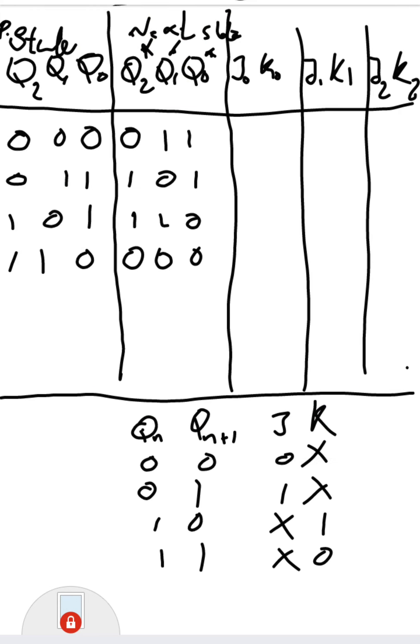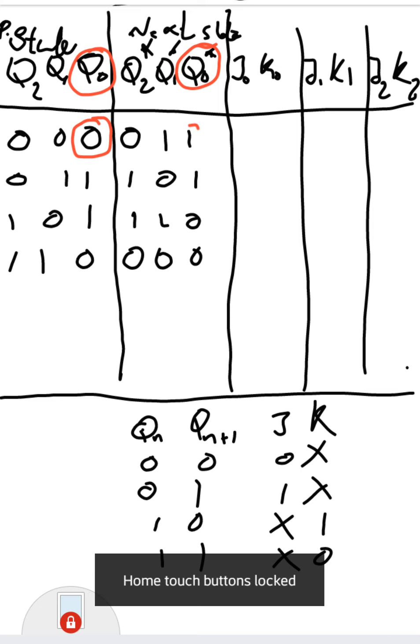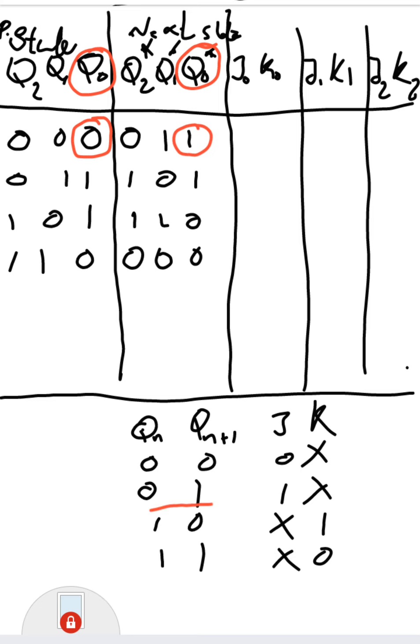I'm going to fill up this J0, K0 using these values Q0 and Q0 star. So the first value of Q0 is 0, the next state is 1. So 0, 1 in the excitation table says J and K must be 1 and X. Now Q0, the present state is 1. For the next state to become 1, what is the value? 1, 1 represents X0.